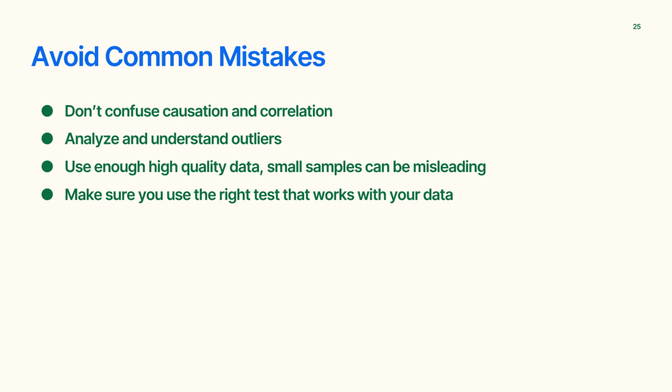Avoid these common mistakes. Don't confuse correlation with causation. Just because two things happen together doesn't mean one causes the other. Look out for outliers, make sure your sample is big enough, and always choose the method that matches your data type.